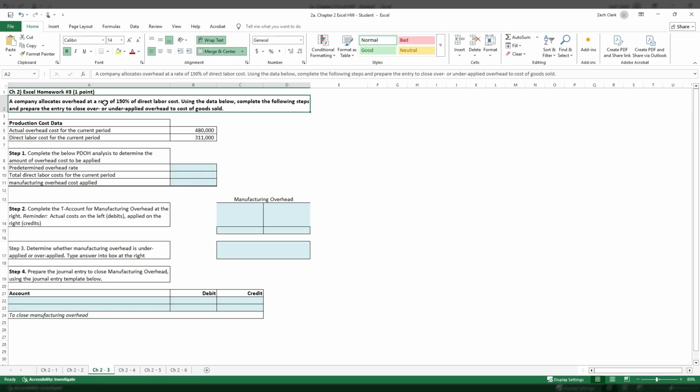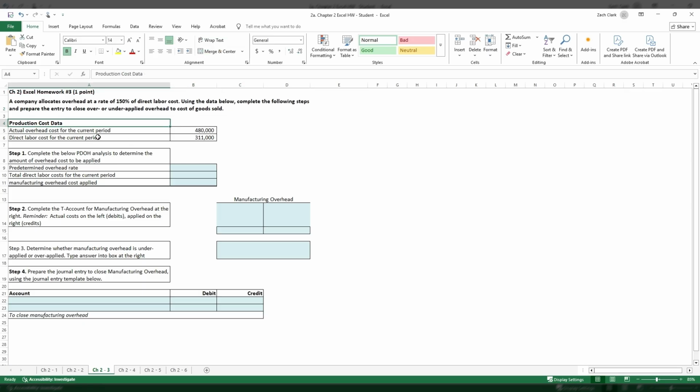So we have a company that allocates overhead at a rate of 150% of direct labor cost. That's our predetermined overhead rate, 150%. So we'll multiply whatever our direct labor cost is by 150%, or 1.5, to get our allocated overhead. Using the data below, complete the following steps and prepare the entry to close over or under applied overhead to cost of goods sold. This is a good one where we're going to get some practice with what we do when we have under or over applied overhead.